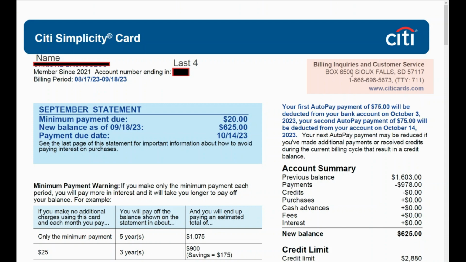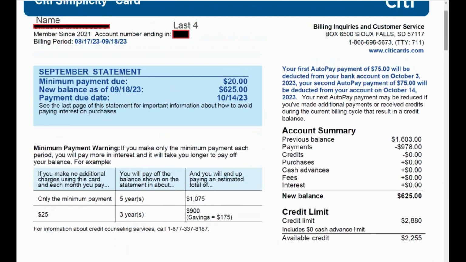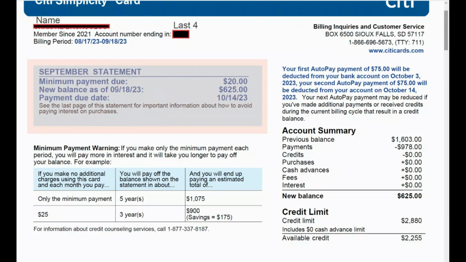You have the mailing address, the phone number, and the website. Directly below that information, you have your basic payment information. So there's a block here in blue that highlights your September statement. Minimum payment due is $20. The new balance as of 9/18, which is the end of that billing cycle or billing period, is $625.